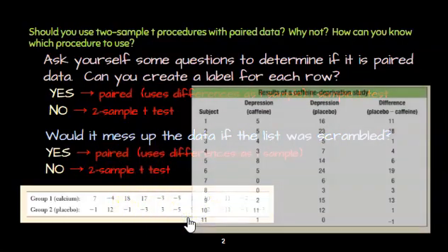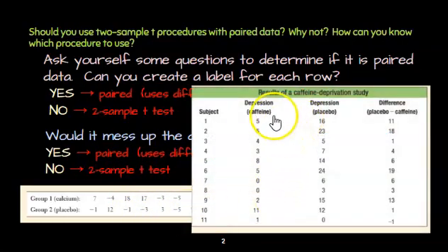Now look at this one. This one has to do with depression levels, taking caffeine, and a placebo. And notice they subtracted here because these two values, however they measured depression, are connected to this one subject. So because my two sets of data are connected to one individual, in the case of subject, I would subtract and it would be a paired t-test. So I'd just do a one sample t-test.